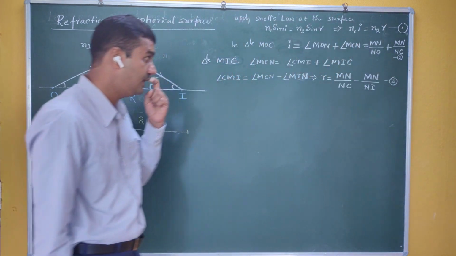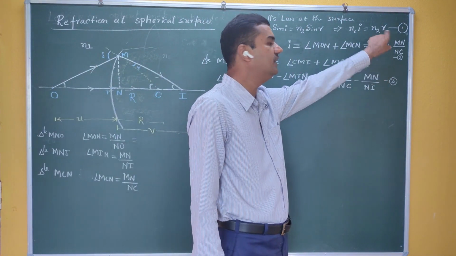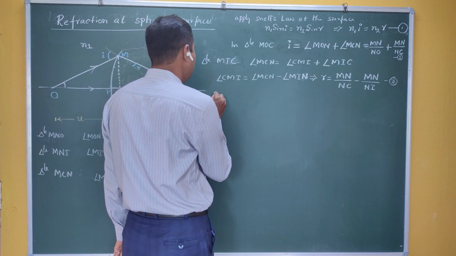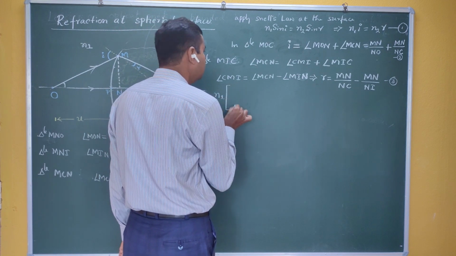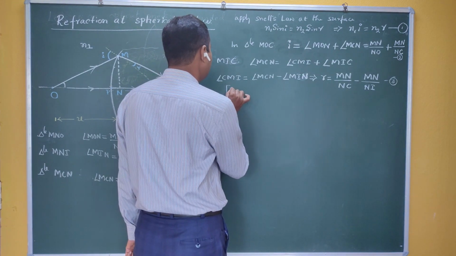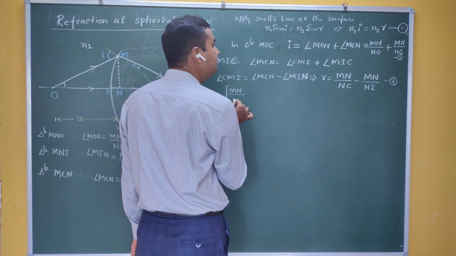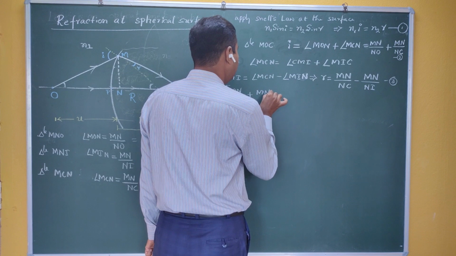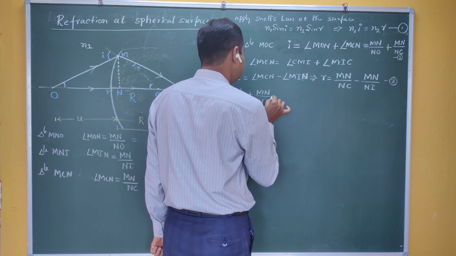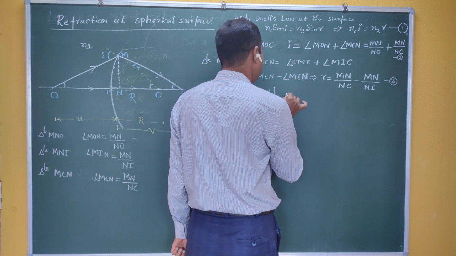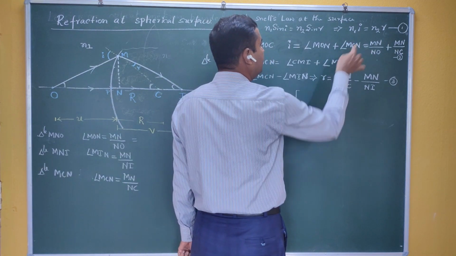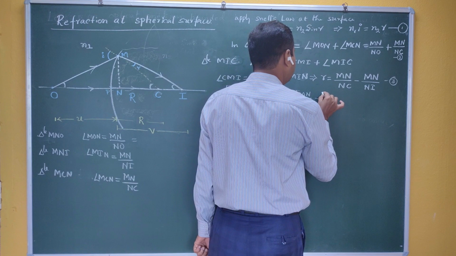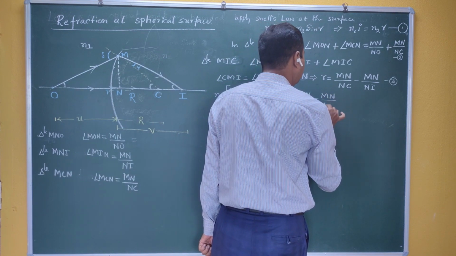Next, we have to substitute equations 3 and 2 in equation 1. So equation 1 becomes N1 into I. What is I? I is nothing but MN by NO plus MN by NC. That should be equal to N2 into R. R is MN by NC minus MN by NI.